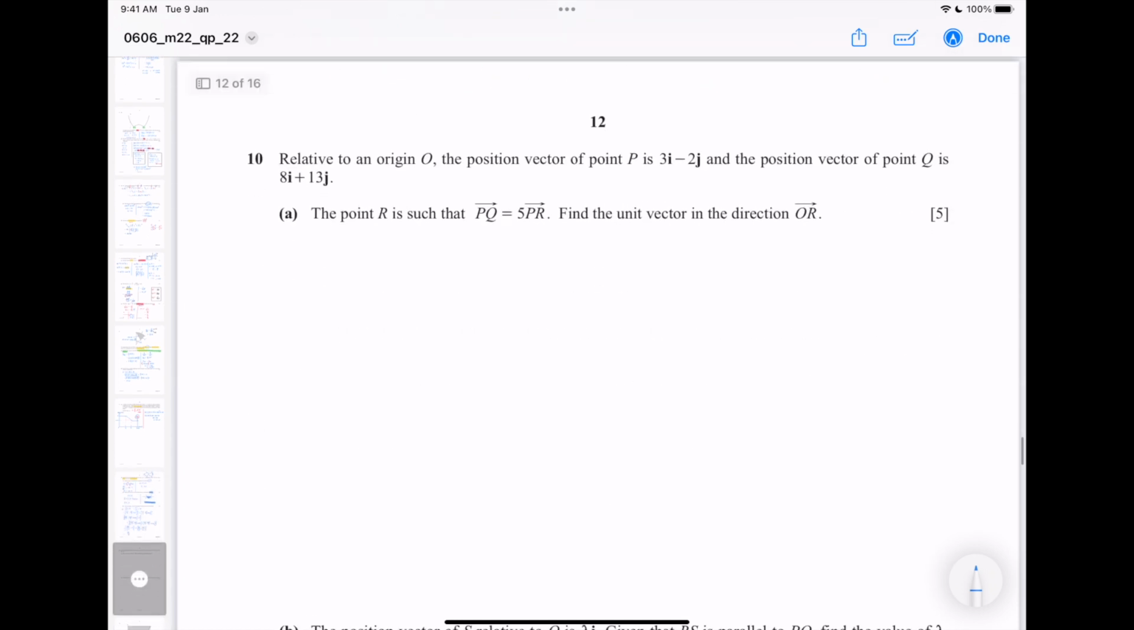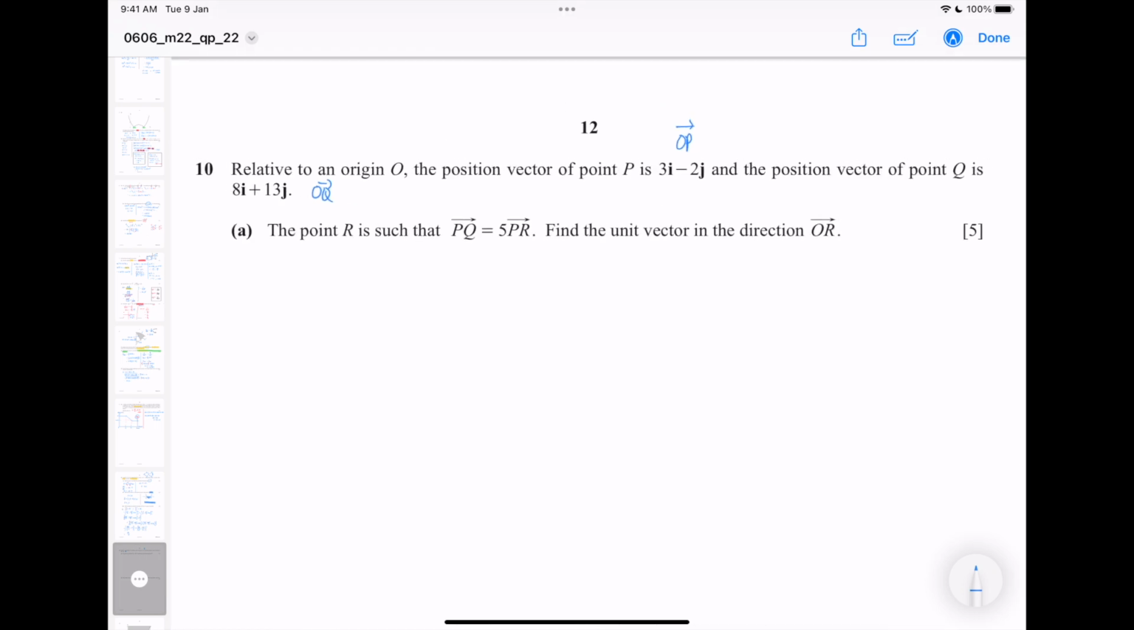Let's keep going. Relative to an origin, the position vector of point P is that, and the position vector of point Q is that. Position vector means OP, and this is OQ. It's good to label so it's easy to see. PQ is just PO plus OQ. PO is the opposite of OP, so minus 3i plus 2j, and I'm going to add OQ, which is 8i plus 13j. That's going to give me 5i plus 15j.